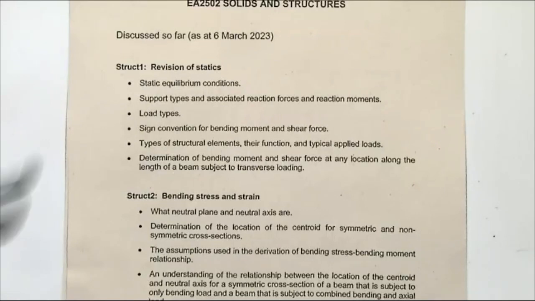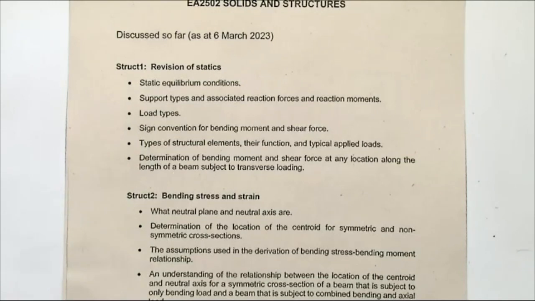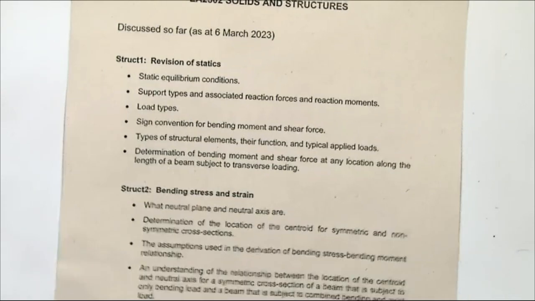So we went through static equilibrium conditions, so summation of forces, summation of moment is going to be 0, the different types of support and the reaction forces you get at them, the different types of loads you get in the beam, and the sign convention that we're going to adopt, and then the different types of structural elements, tie, strut, column, shell, so things like that. And then we discussed how to find bending moment at any location along the length of a beam. Okay, so I think that's what you've done in the first year, but we need them here also.